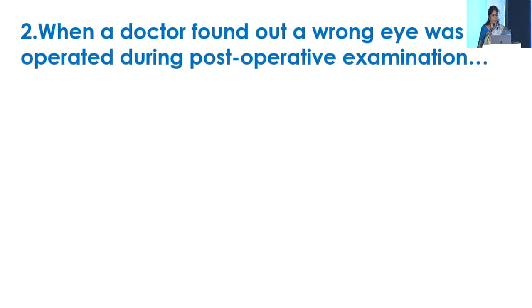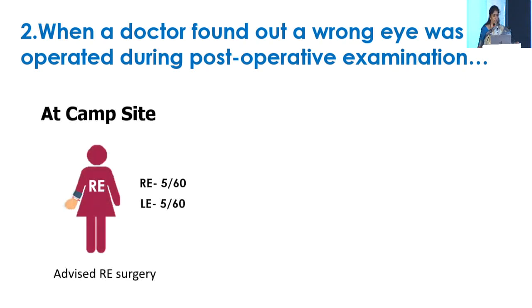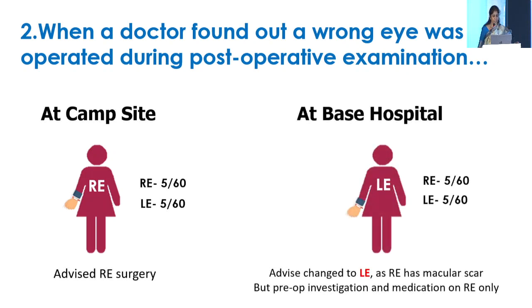So this is another situation when a doctor found out that the wrong eye was operated during the post-operative examination. Surgery is over. At 1 week follow-up, we realized the situation. So how did this happen? At a campsite, we had a patient who had the same vision in both eyes, and the left eye was advised surgery. At the base hospital, once the patient was brought in, the same evening we had the fundus examined, a macular scar was noted, so the advice was changed to the right eye.